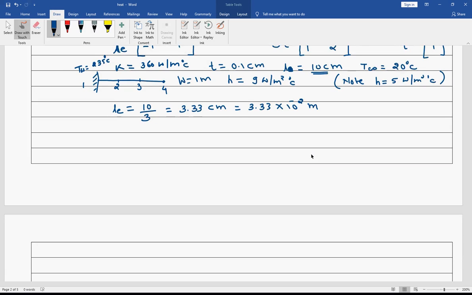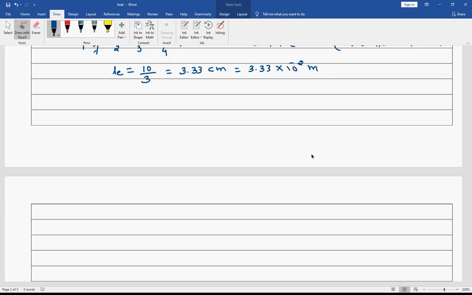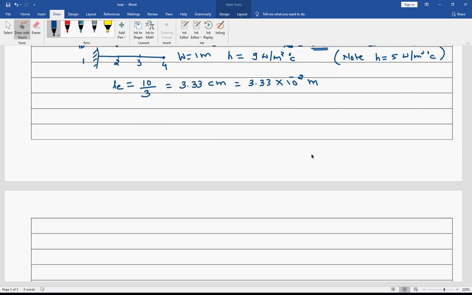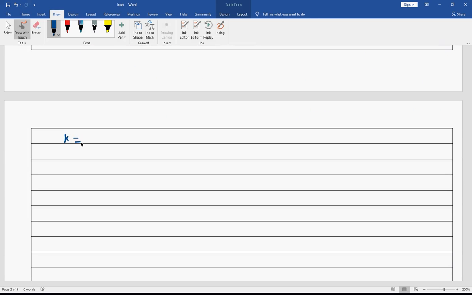So I go to the next page now. I prepare k, that is conductivity upon length of the element, times the matrix 1 minus 1, minus 1 1. Of course, connectivity table 1 2 will come. This is equal to conductivity 360 divided by 3.33 into 10 to the power minus 2, times 1 minus 1, minus 1 1.